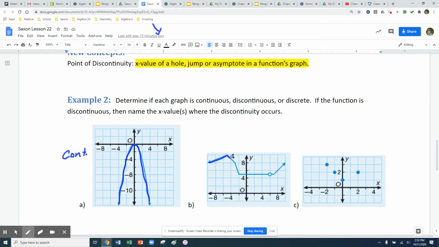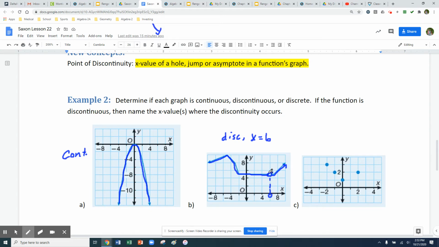I'm just going to abbreviate that CONT. Next, I'm tracing my graph. Do I ever have to lift it up? Right here, yes, I've got a hole. I had to lift up to make that hole, and then I can continue to make my graph. So I look at where that x value is. It's right between 4 and 8. So here I have a discontinuous graph, and it occurs at x equals 6 because that's the number right between 4 and 8 on my graph.